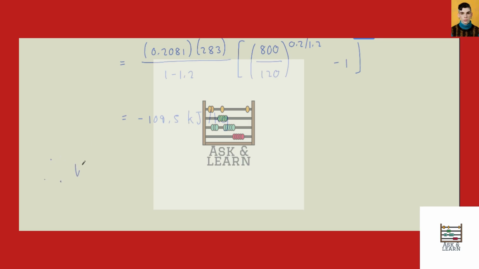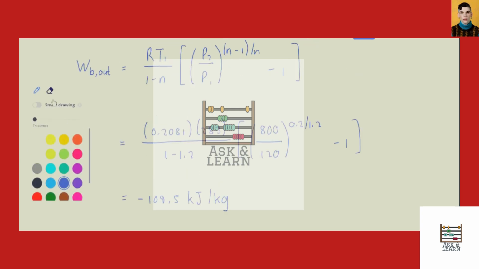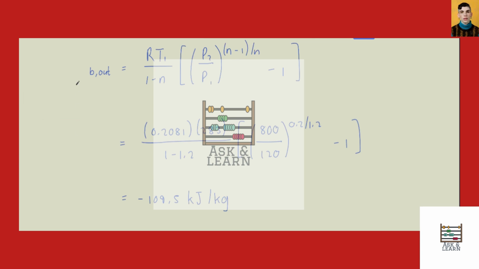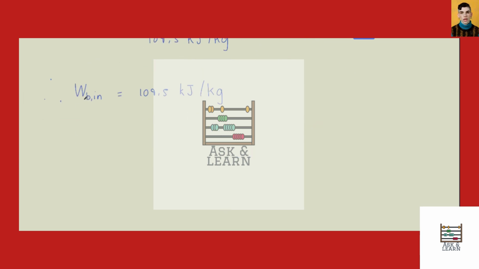So that's the boundary work out. So this energy is actually into the system, and the boundary work inwards is positive 109.5 kilojoules per kg. So this is actually the specific boundary work, little w, and this is the specific boundary work into the system, or the boundary work per unit mass. So that's kilojoules per kg.